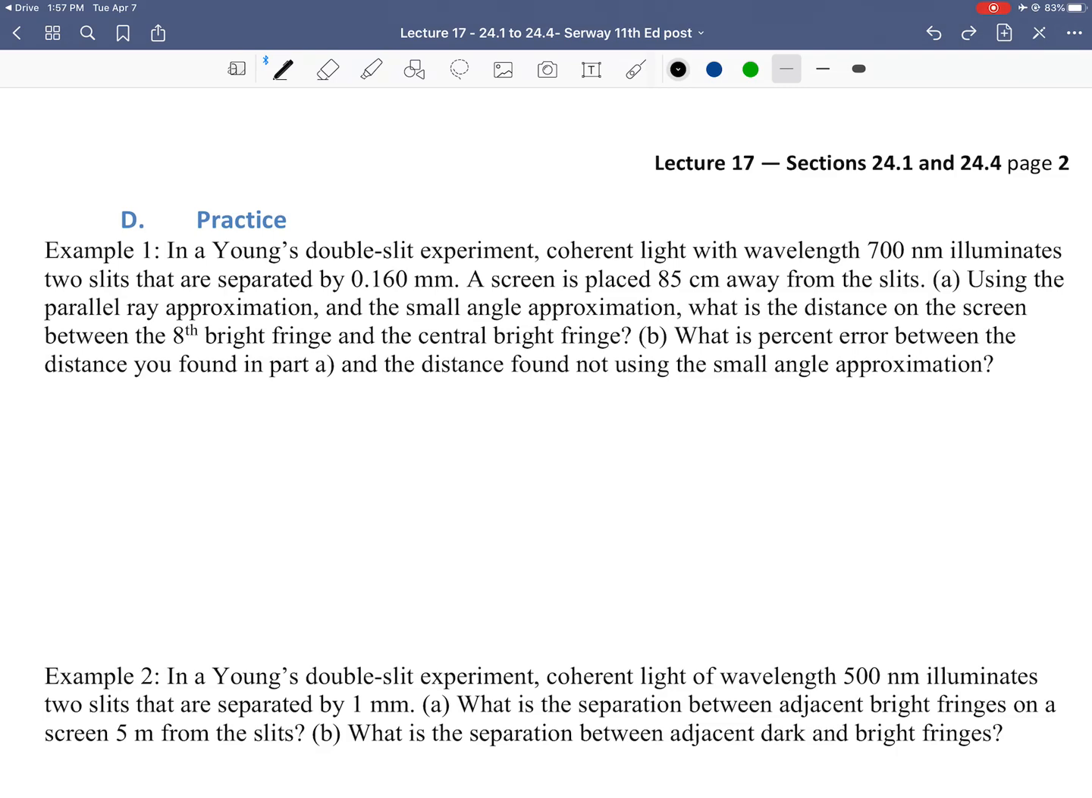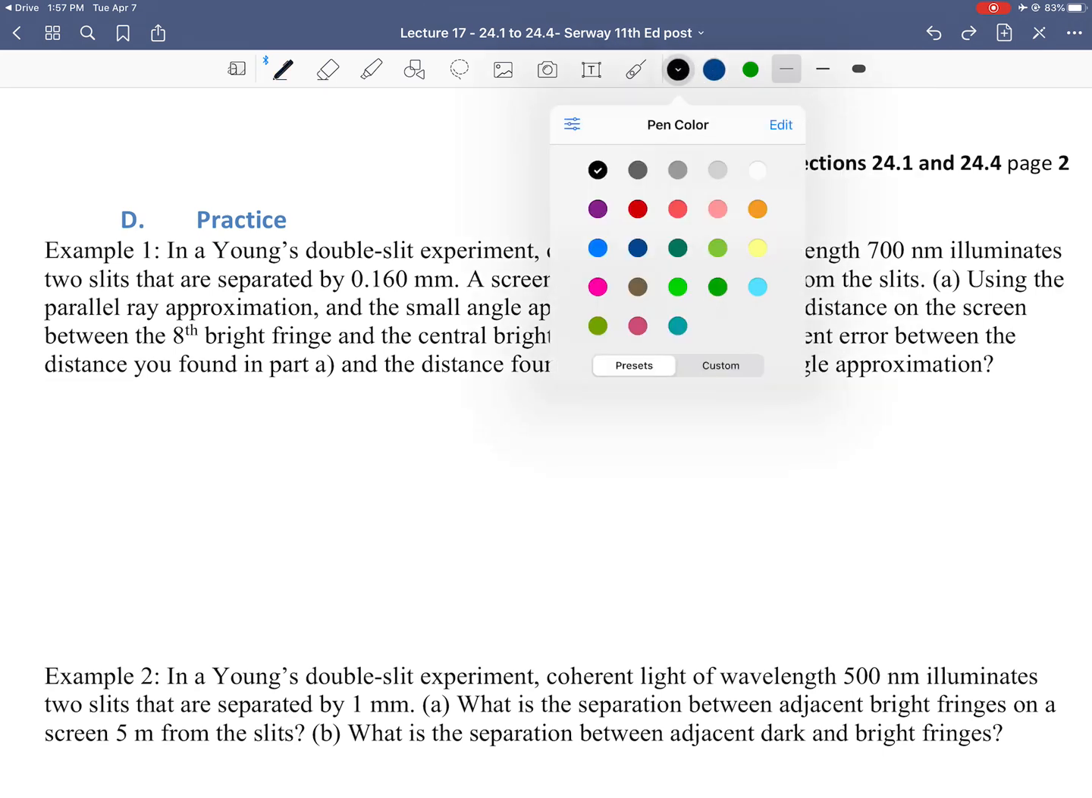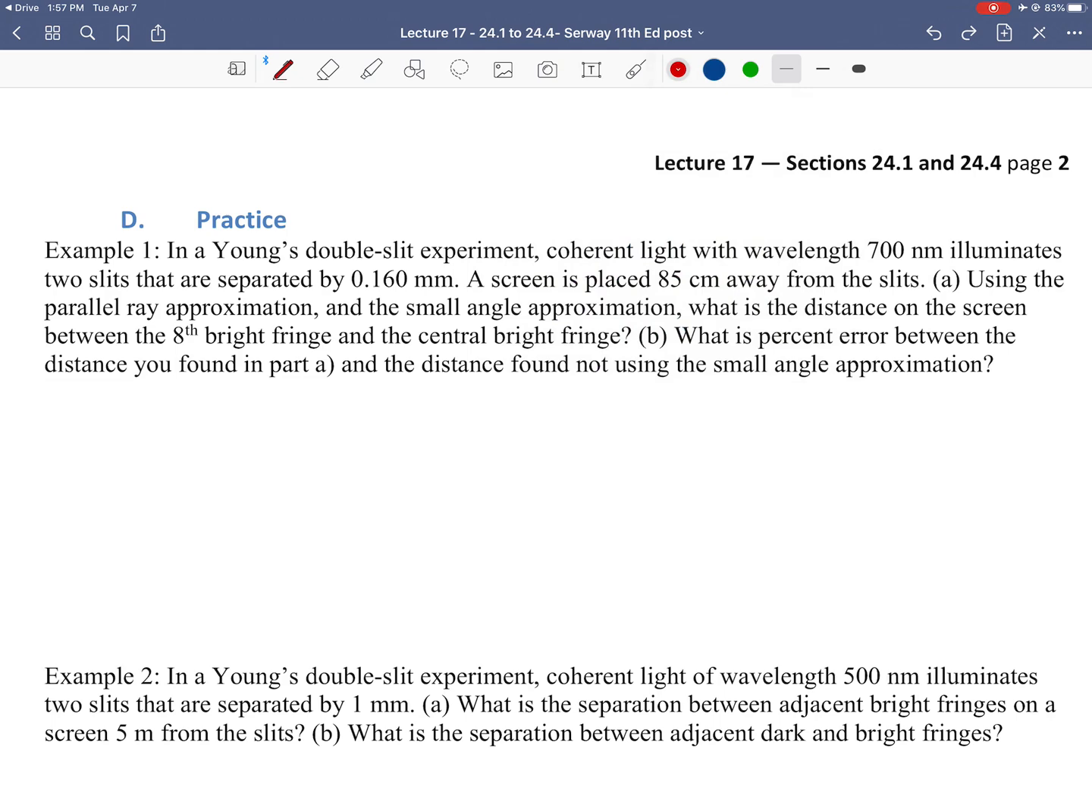It's a good one. We can actually see how important the parallel ray approximation is, and it definitely gives us good practice with some geometry and some algebra and so on. So that may be it. I just want to make sure there's not another option that I'm missing. Okay, so let's take a look at part A.